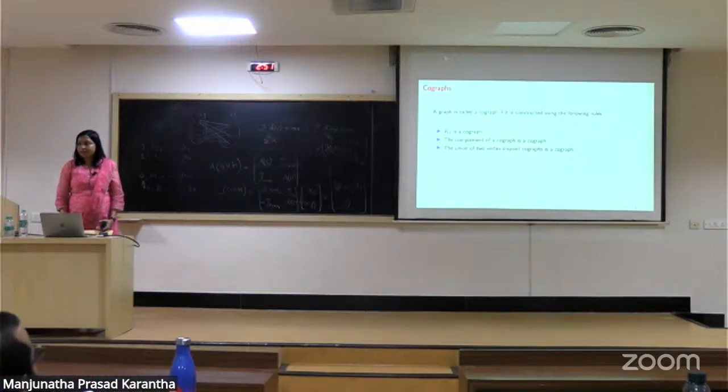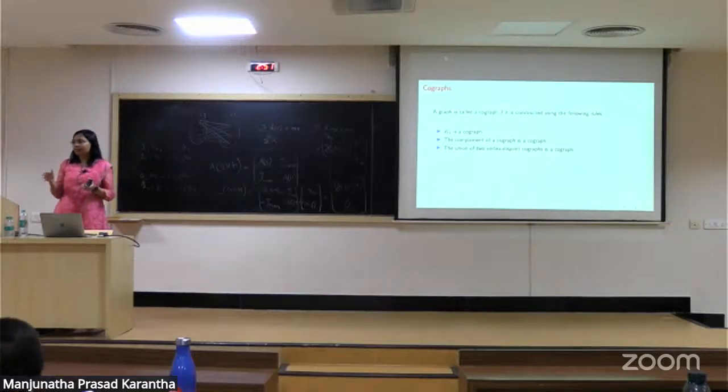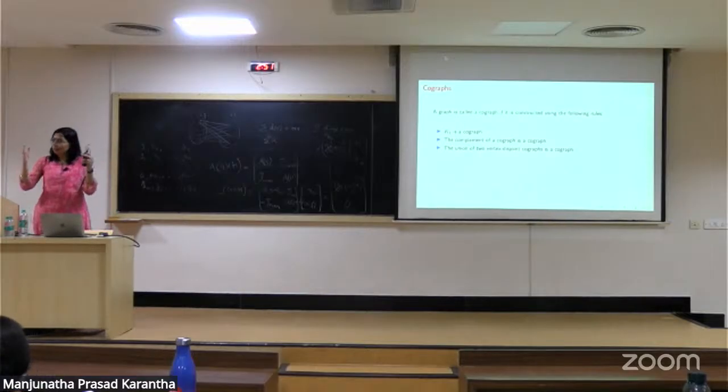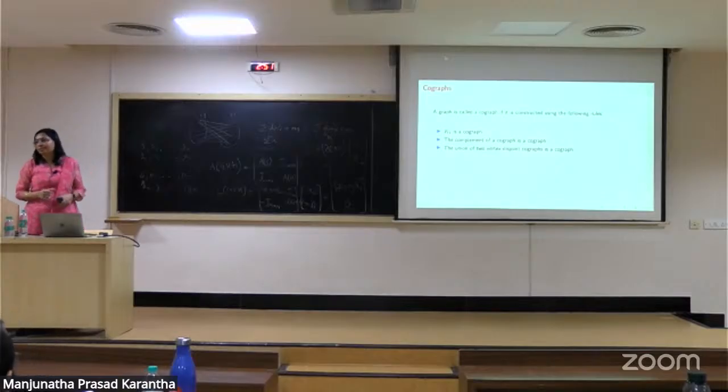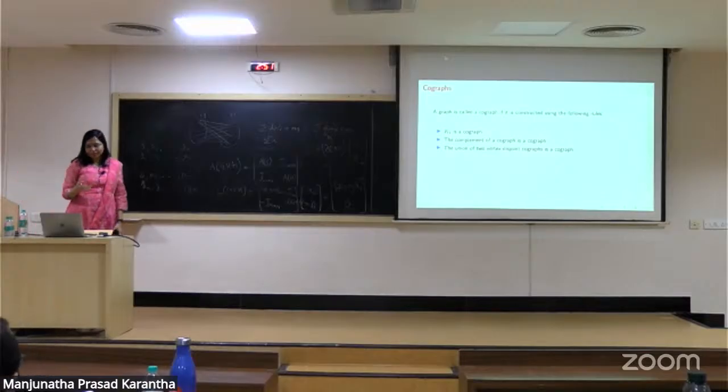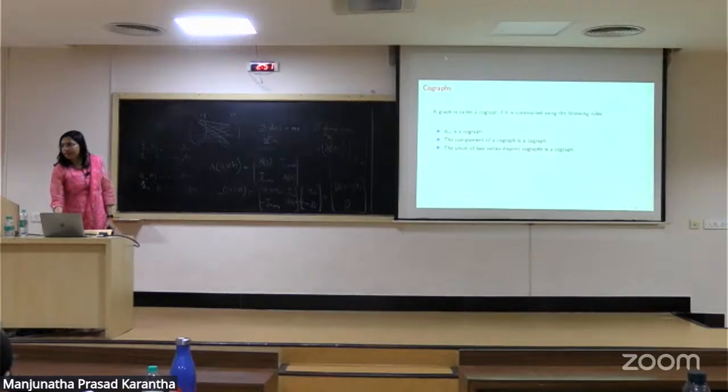So threshold graphs can be obtained where, when you are doing the join or union, you don't take two arbitrary co-graphs. You take a co-graph and the new one you add must be K1, a single vertex. If you keep that restriction, then it's a threshold graph. For co-graphs, you can take any union or join before.